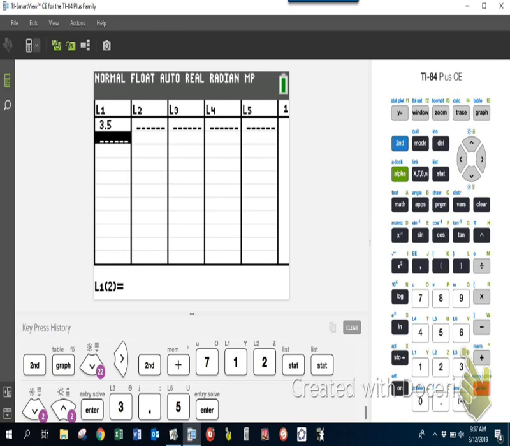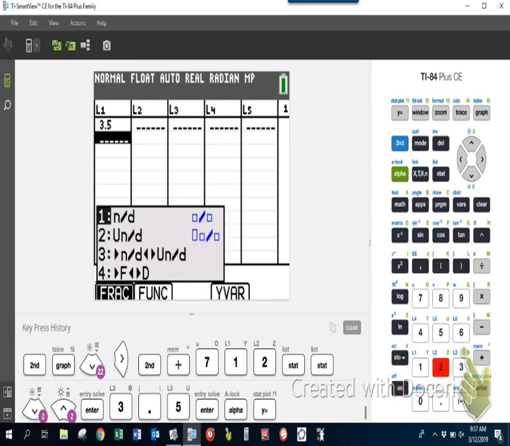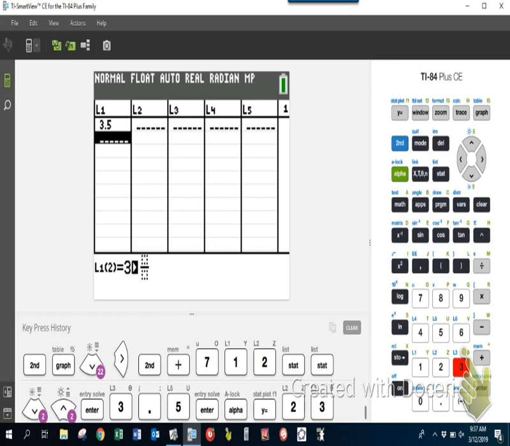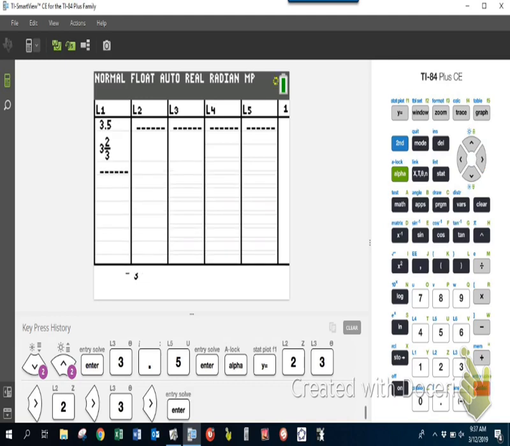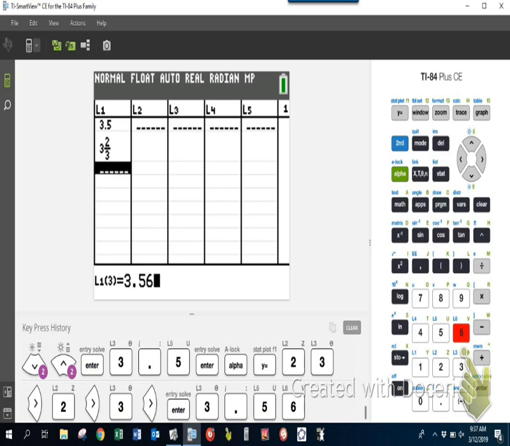So we got 3.5. Let's do 3 2/3. So let's type in a fraction. So 3 2/3. And then I got 3.56. And 3 2/5.